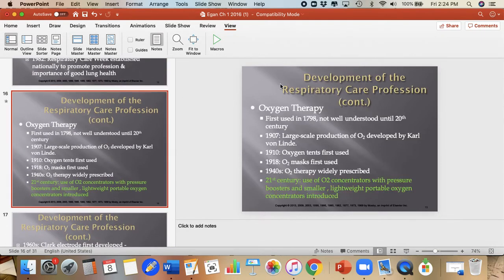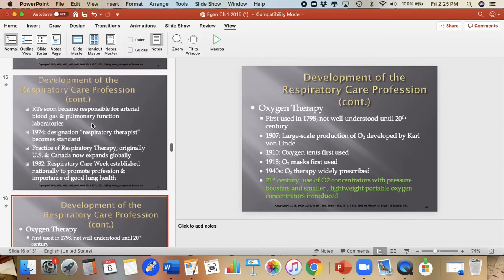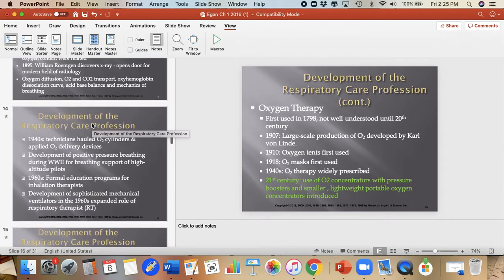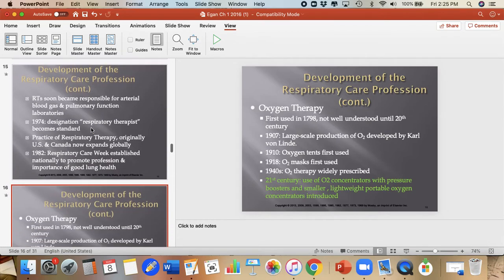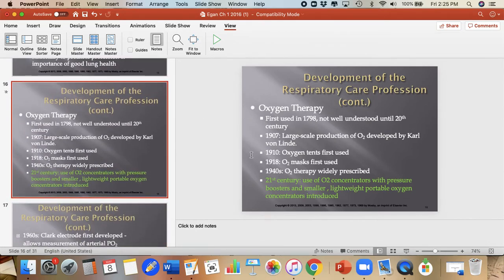Let's see. We're going to scoot forward to the development of the respiratory care profession slides. Basically, these are key components of what respiratory therapy focuses on as we care for our patients. So let's start out with, I think I might have skipped one. No, I didn't. We'll start right here in oxygen therapy.